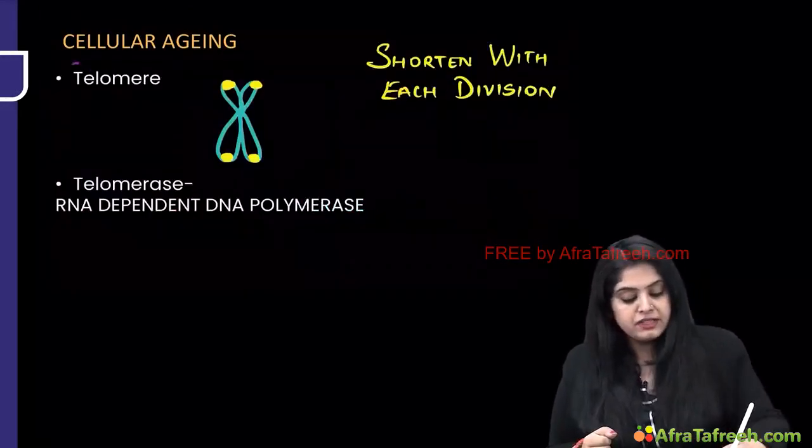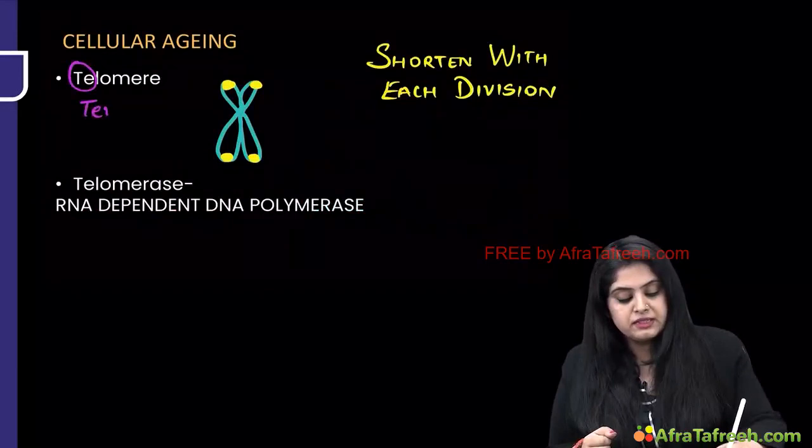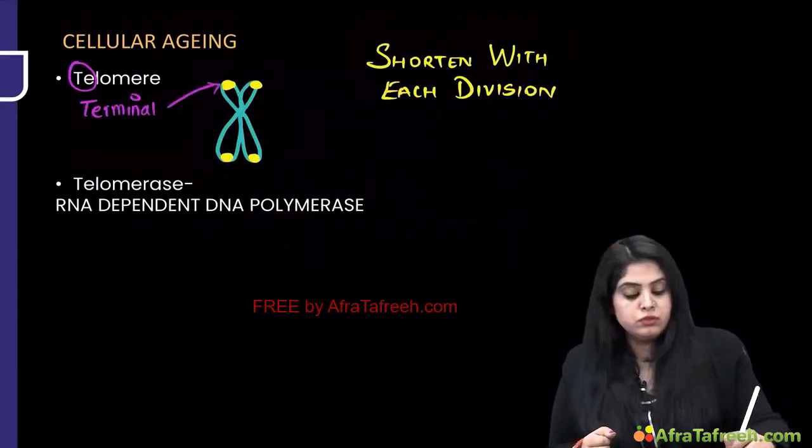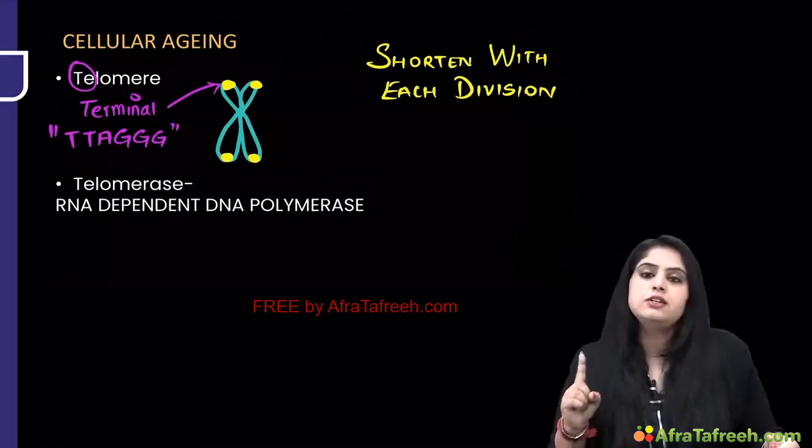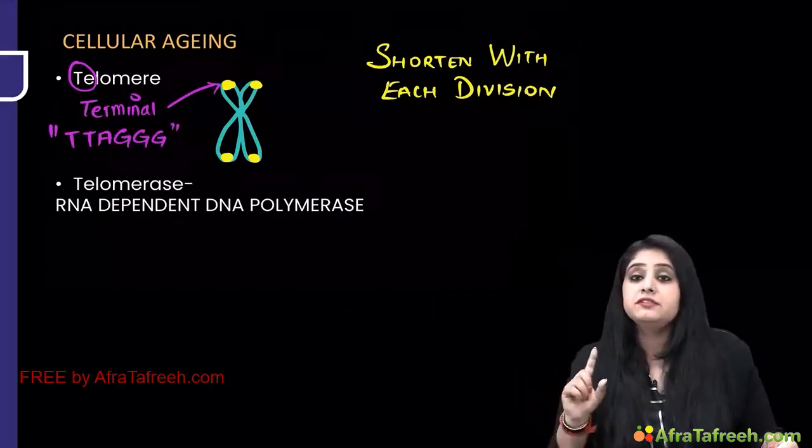Telomere is something which stands for TE. It is going to be present at the terminal ends of a chromosome. It is the terminal part of the chromosome, and it has a sequence of TTAGGG. One telomere, matlab TTAGGG, is one telomere.